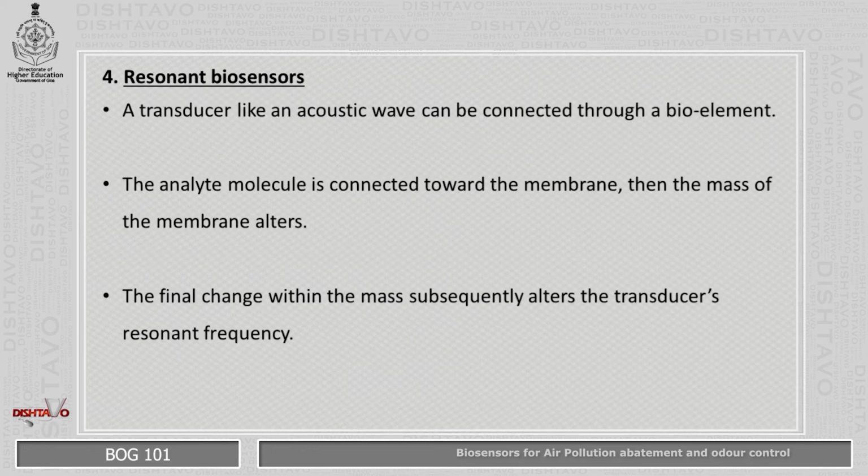Fourth one we have is resonant biosensor. A transducer like an acoustic wave can be connected through a bioelement. The analyte molecule is connected towards the membrane, then the mass of the membrane alters, and finally the change within the mass subsequently alters the transducer's resonant frequency.